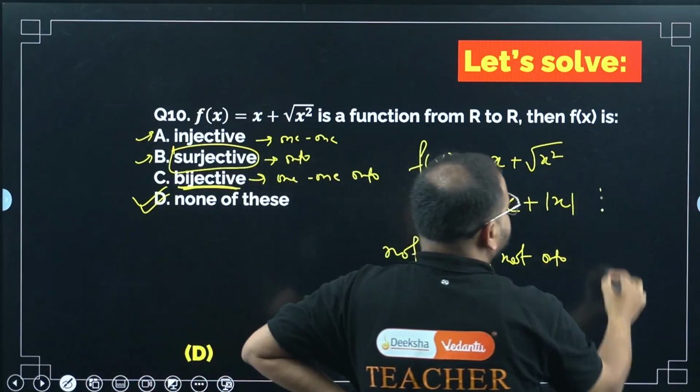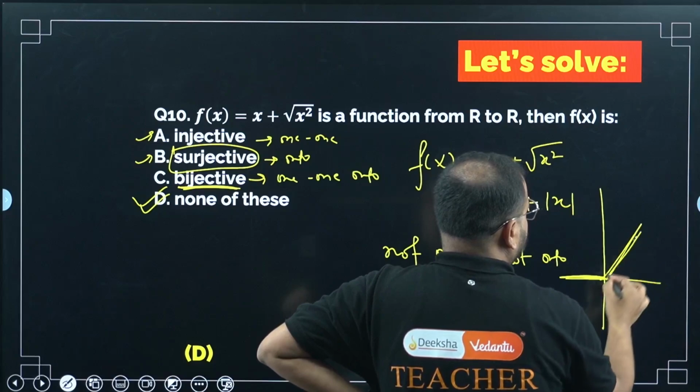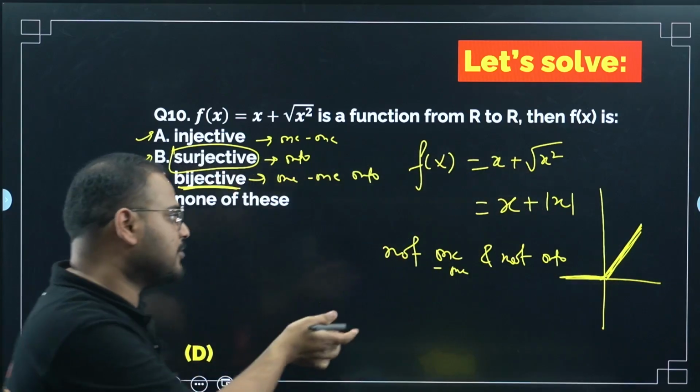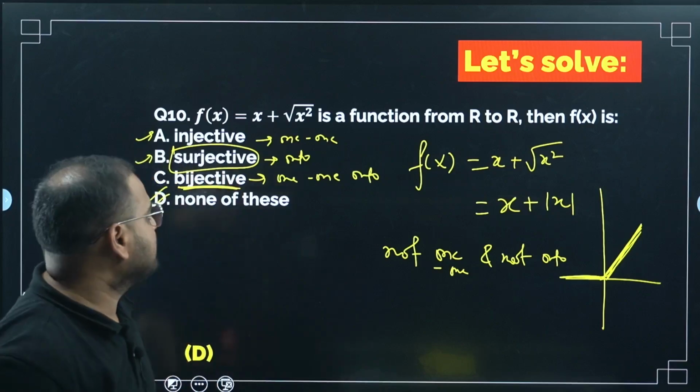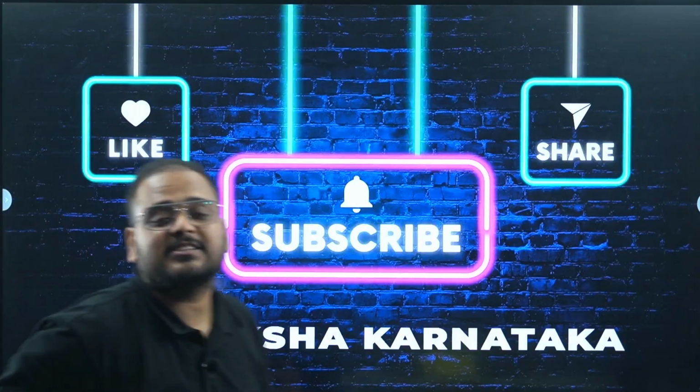What is the graph? This is the graph, sir. Okay, go back, look at the question, look at the solution and solve it. This is the end of the session, sir. Option D is correct. This is it for the second session.